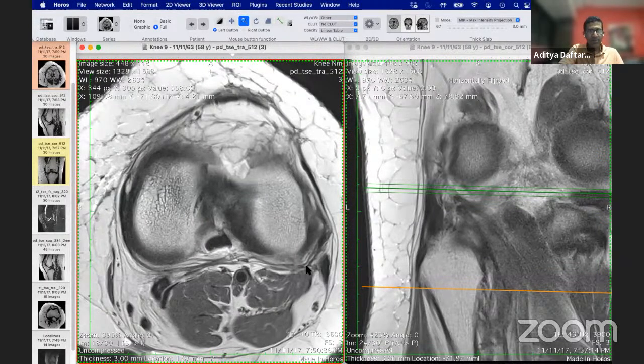Okay, more images for ACL tear, tibial, mid-substance, and femoral attachment. I'll show you some images in a little bit.